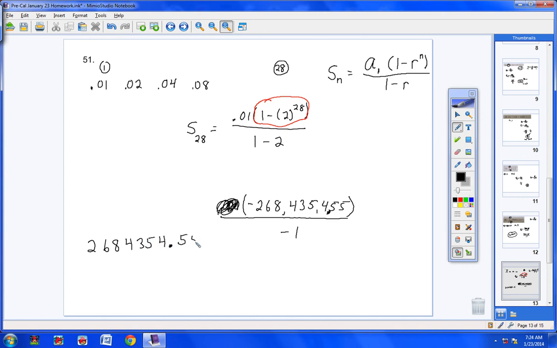So after 28 days, you will have earned $2,684,354.55. Okay? So it's pretty impressive. You wouldn't think that would happen since they're offering to pay you a penny the very first day and then double it every day after. But that is what you would end up making after 28 days. So what we practiced there was finding the sum of a geometric series in which we did know the number of terms that we were adding.